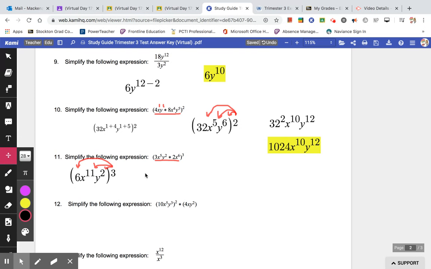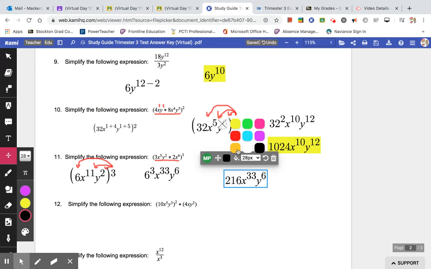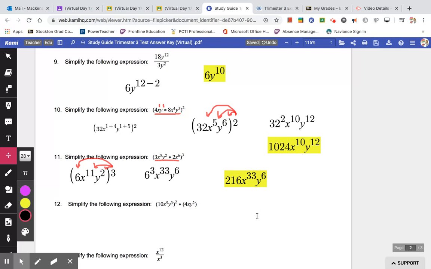So what that would look like is we would keep the 6, and it would be to the 3rd power now from that outside. Keep the x, but now it would be 3 times 11, so 33. Y, and then do 2 times 3 to the 6th power. So we're almost done here. The last step is that we can actually just simplify 6 cubed. So 6 cubed is 216, x to the 33, y to the 6th power. So that'll be our final answer for number 11.